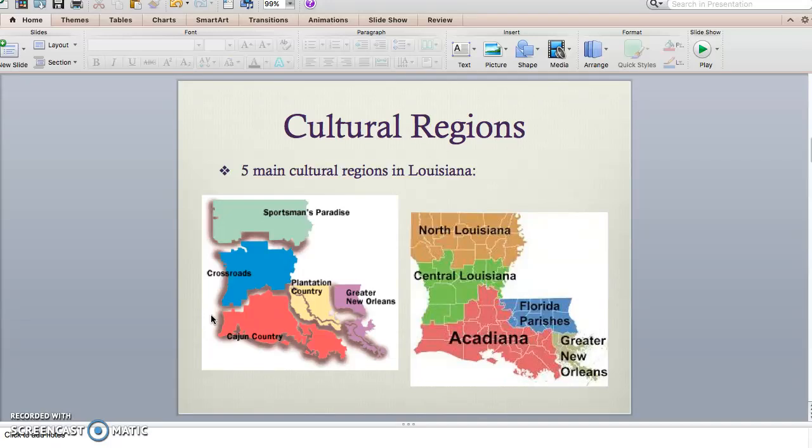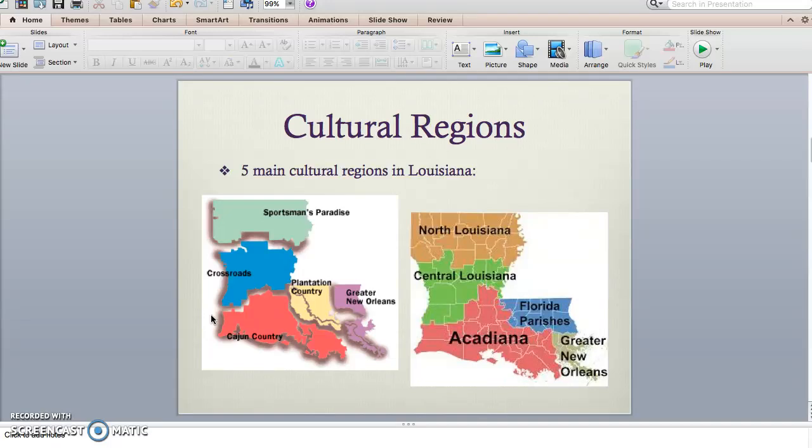So, the northernmost cultural region is Sportsman's Paradise. This can also be called North Louisiana. Crossroads can be called Central Louisiana. We have southern Louisiana with Cajun country, plantation country, and greater New Orleans, but you can see on the map to the right, these could be called Acadiana, Florida parishes, and greater New Orleans.